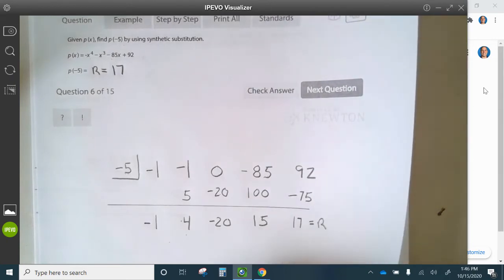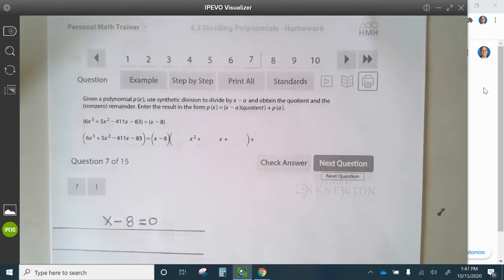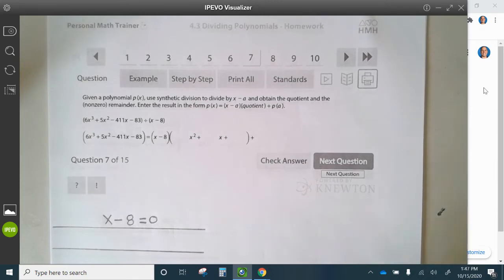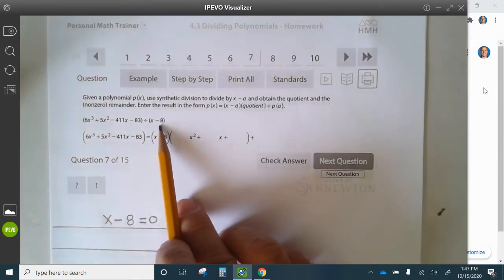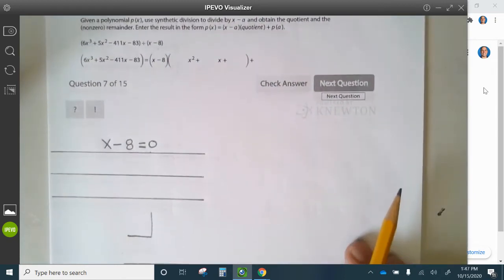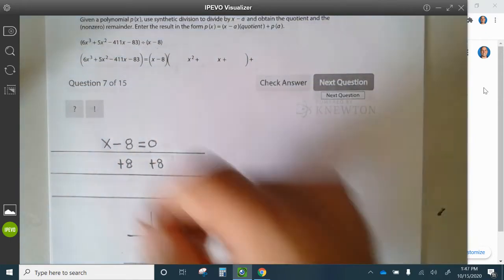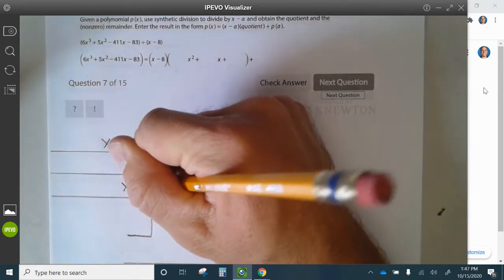All right, now let's take a look at question number 7. Given a polynomial p of x, use synthetic division to divide by x minus a and obtain the quotient and the non-zero remainder. Enter the results in the form of p of x equals x minus a times the quotient plus p of a. Okay, so the first thing you do is you set the x minus 8 equal to 0, and you're going to solve that for x. So x minus 8, you add 8 to both sides, so then x equals 8. That is now your a value.